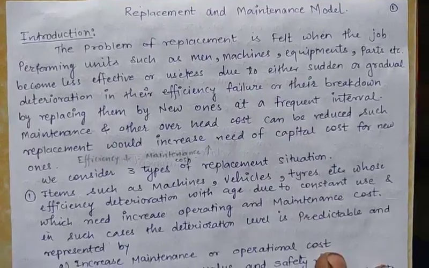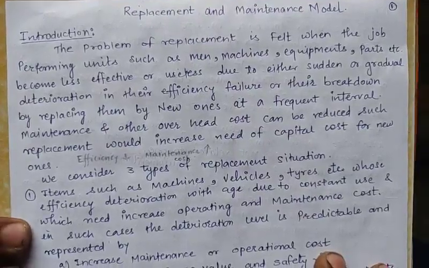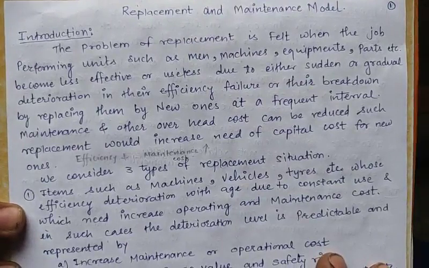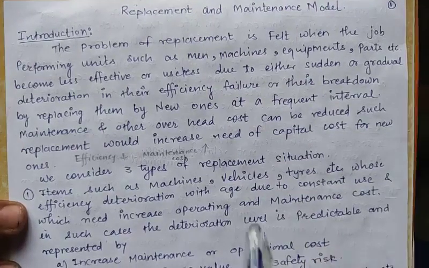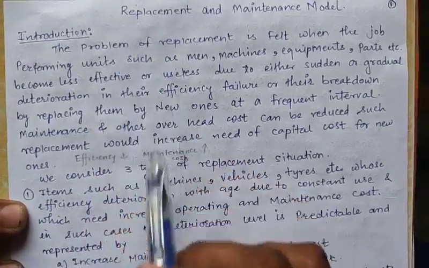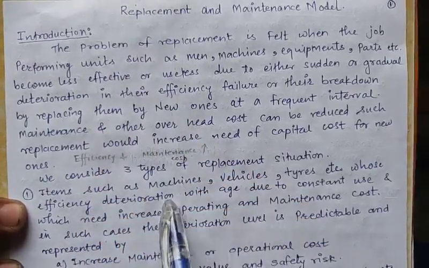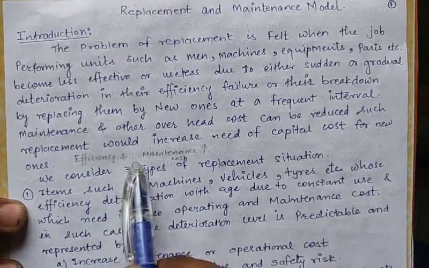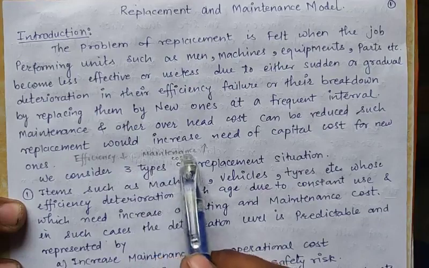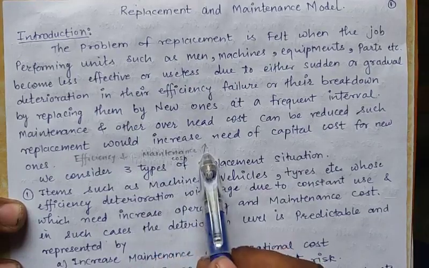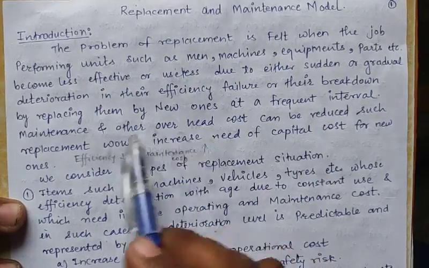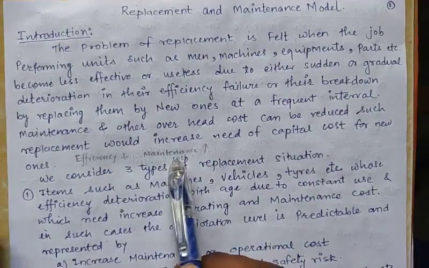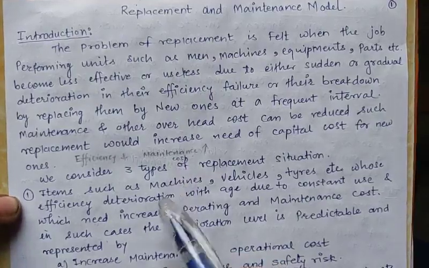Hello students, in this lecture we are going to see the third chapter of optimization technique, which is replacement and maintenance model. So what is the need of replacement of a model? When the efficiency of an item decreases gradually and at the same time the maintenance of the item increases gradually, then in this case we will replace an item or our product.